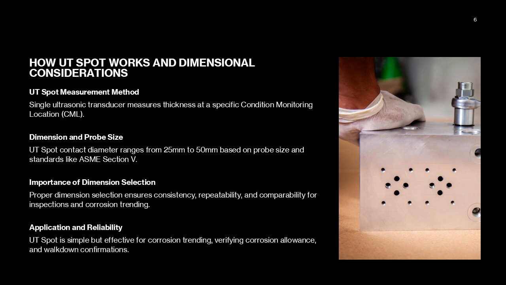Determining the UT spot dimension is crucial, as it ensures consistency, repeatability, and comparability across inspection intervals. Engineers consider factors such as probe diameter, curvature of the surface, expected corrosion morphology, and accessibility when selecting the measurement area. While UT spot does not provide widespread coverage, its simplicity makes it invaluable for trending corrosion rates, verifying calculations for corrosion allowance, and confirming suspected areas during walkdowns. When dimensions are chosen properly, the technique becomes reliable for long-term monitoring programs.